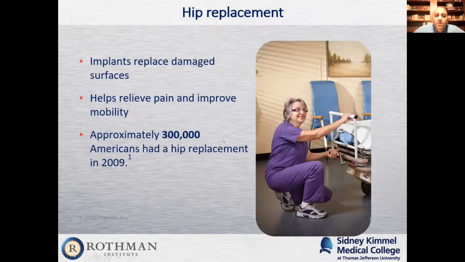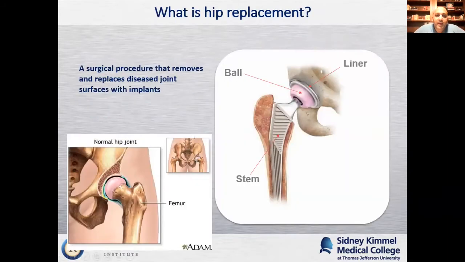When those things fail, the next step is often a hip replacement. And people always ask, well, when should I have the hip replacement, doc? And the answer is when the pain and dysfunction are so severe that you can't deal with it anymore. And so hip replacement is a great surgery, helps relieve pain and mobility, and it's become more and more common. In 2009, there were about 300,000 done in the United States, and now it's even more than that.